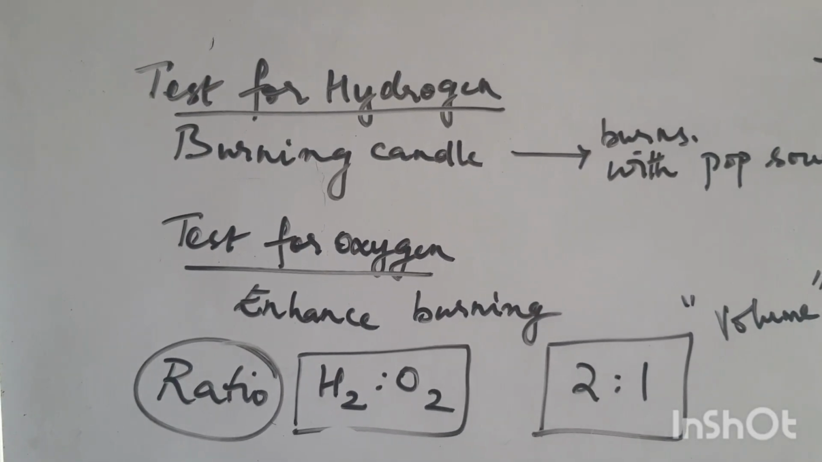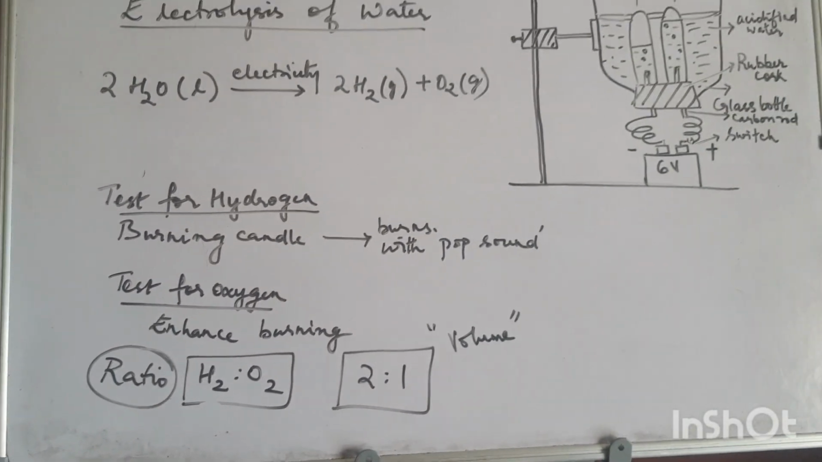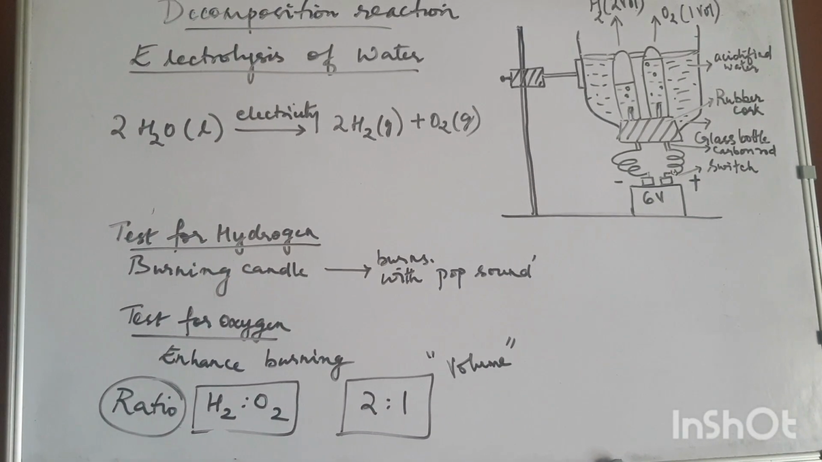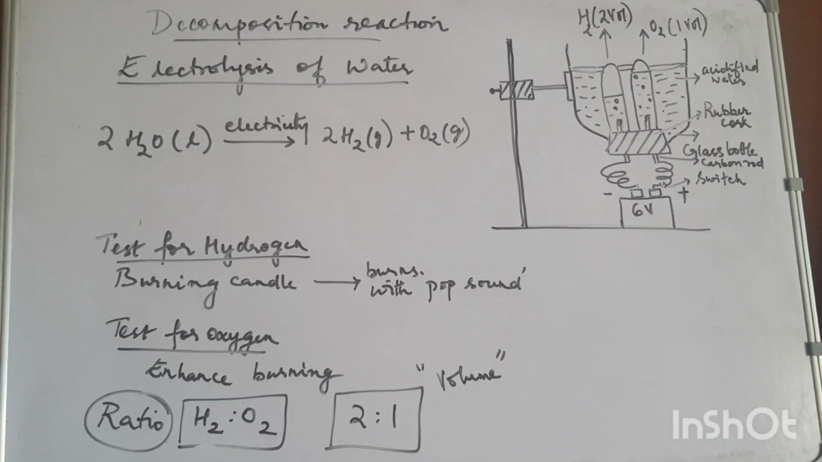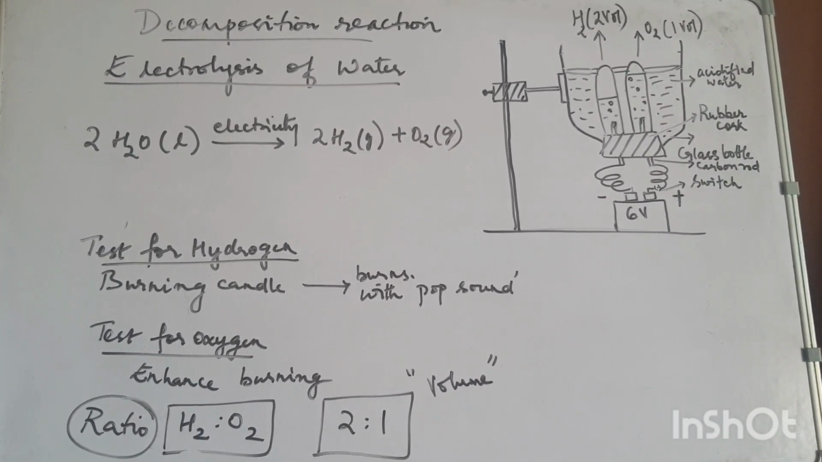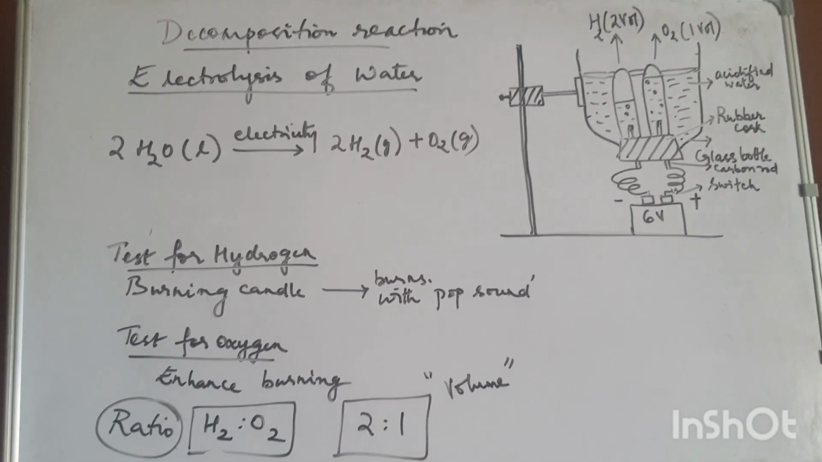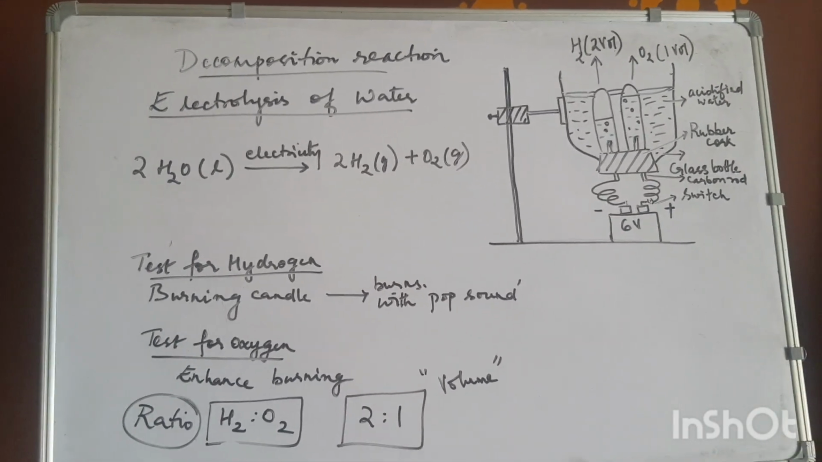So be careful when you read the question, whatever they have given. If the question is ratio of hydrogen to oxygen, 2:1. If the question is oxygen to hydrogen ratio, 1:2. Okay, so be thorough that hydrogen to oxygen is a 2:1 ratio. So this is the electrolysis of water.